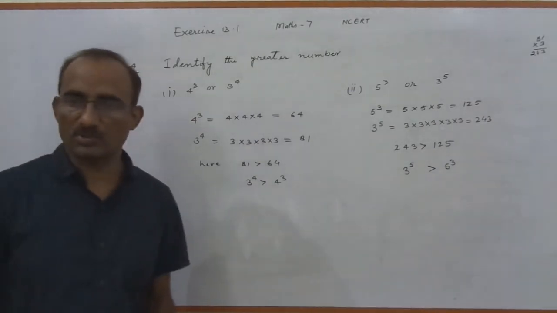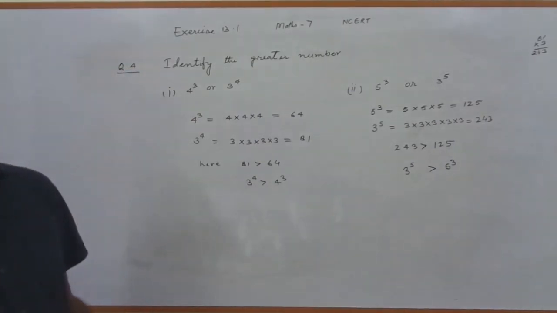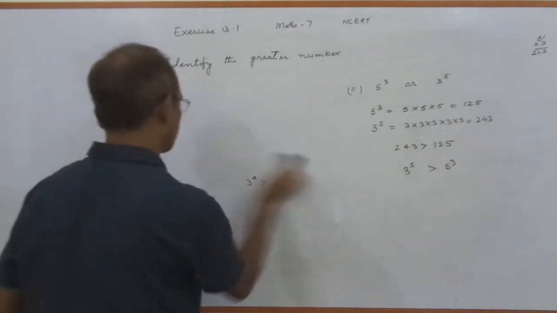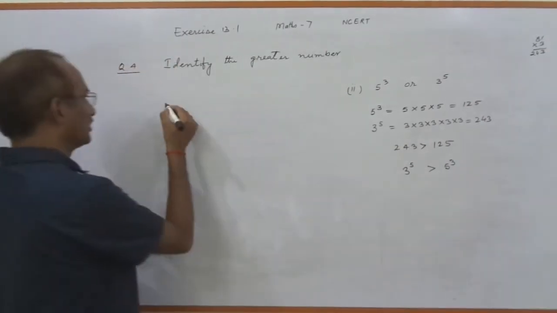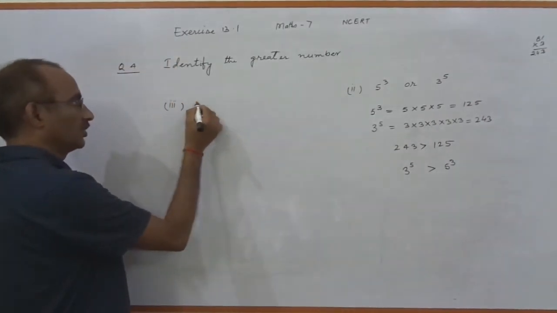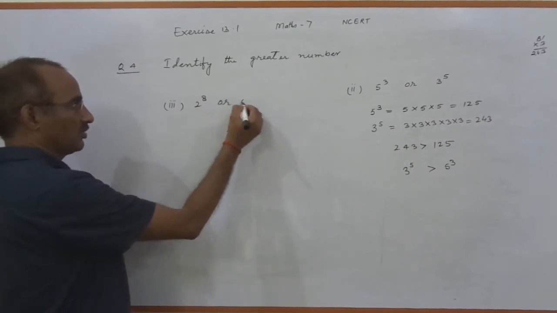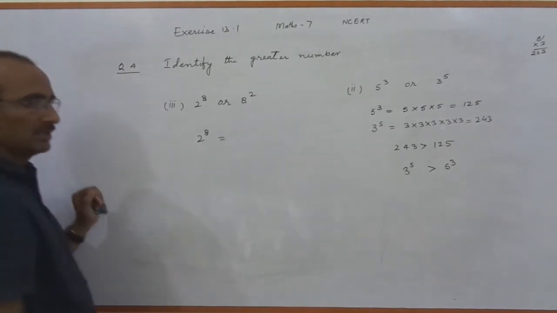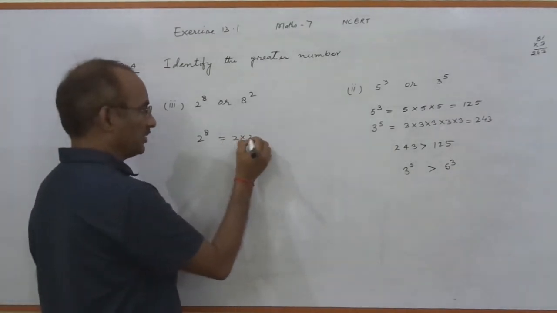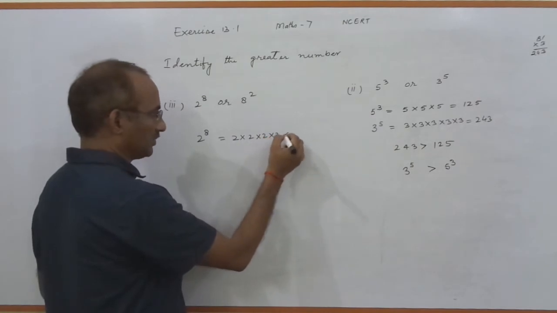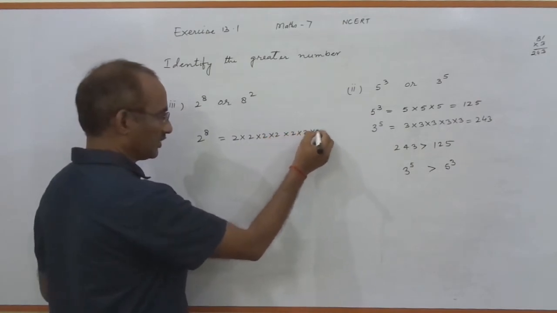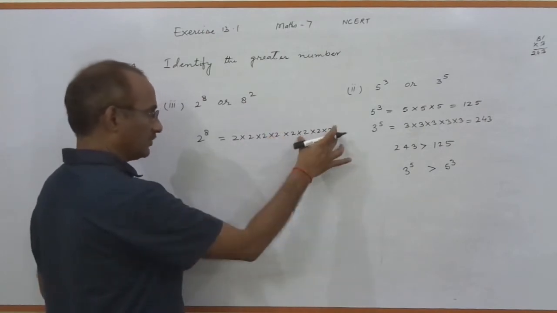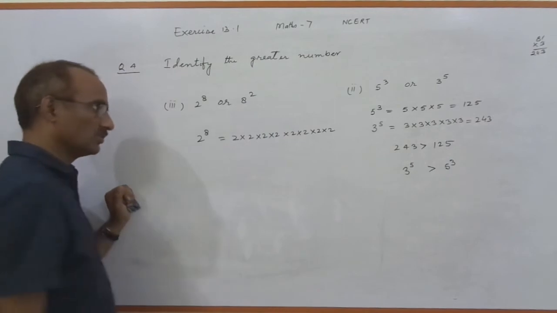Now come to question number 3. 2 power 8 or 8 power 2. 2 power 8 means we have 2 multiplied with 2 multiplied with 2 multiplied with 2 multiplied with 2 multiplied with 2 multiplied with 2. So it will be 8 times multiplication of 2.